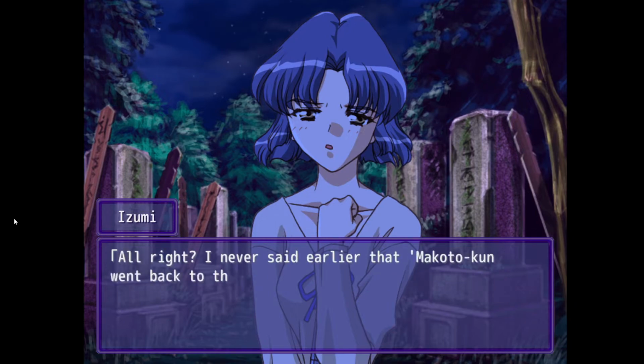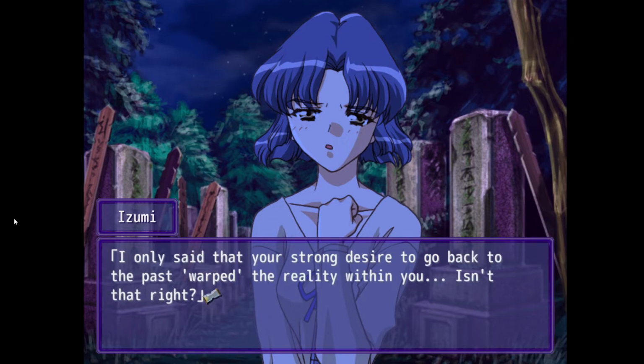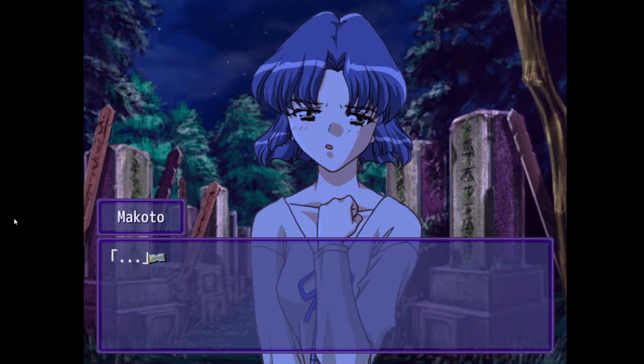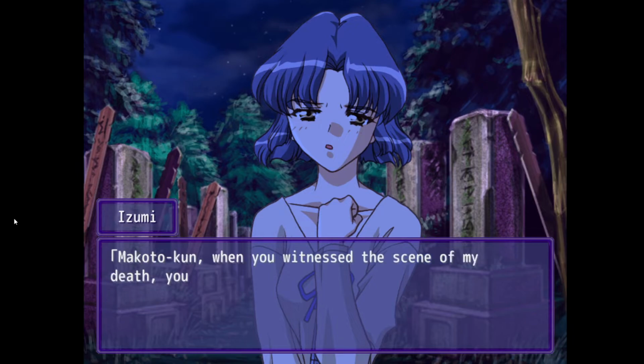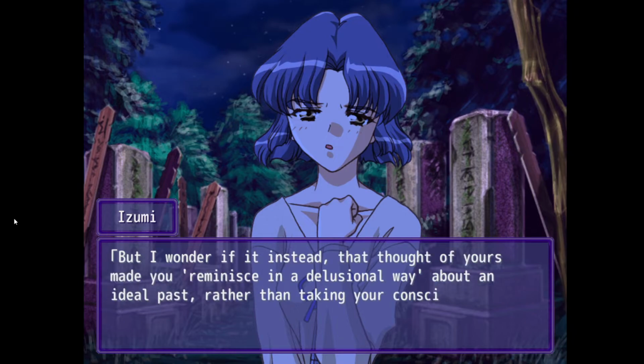Alright, I never said earlier that Makoto-kun went back to the past, did I? I only said that your strong desire to go back to the past warped the reality within you, isn't that right? Makoto-kun, when you witnessed the scene of my death, you strongly wished I want to go back to the past. But I wonder if instead, that thought of yours made you reminisce in a delusional way about an ideal past rather than taking your consciousness back to the past.